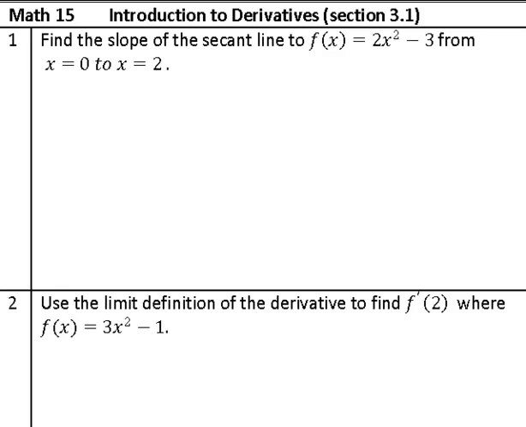We're going to do some practice problems in preparation for today's quiz. So we start by finding the slope of the secant line to f of x equals 2x squared minus 3 from x equals 0 to x equals 2. Here's the formula for the slope of the secant line. That would be f of b minus f of a over b minus a.